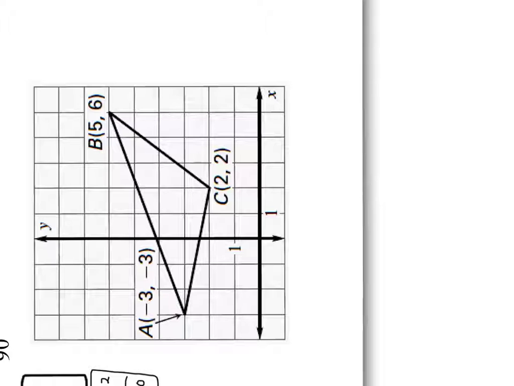So A prime will be at negative 3, negative 3. B prime, counting from the origin, I'm going back 1, 2, 3, 4, 5, 6, and up 1, 2, 3, 4, 5. So negative 6, positive 5 is where B prime is at. And C is at negative 2, positive 2. So C prime, negative 2, positive 2. Now let's rotate the paper back.